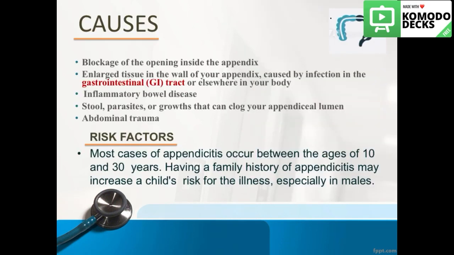The causes. It could be blockage of the opening inside the appendix, enlarged tissue in the wall of your appendix caused by infection in the GI tract, inflammatory bowel disease, stool, parasites, or growths that can clog your appendiceal lumen, and abdominal trauma. Risk factors. Most cases of appendicitis occur between the ages of 10 and 30 years. Having a family history of appendicitis may increase a child's risk for the illness, especially in males.